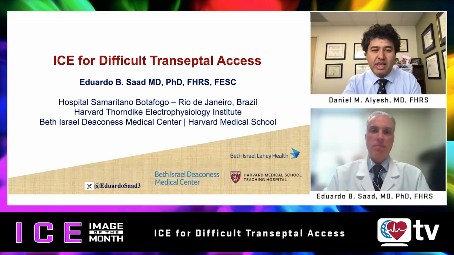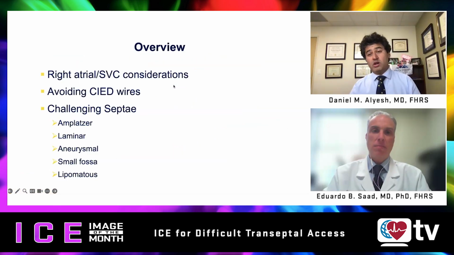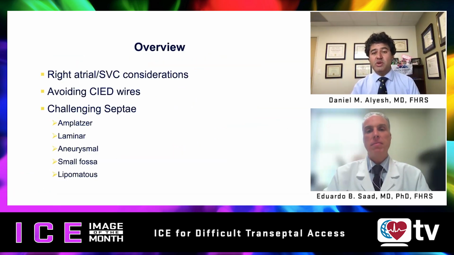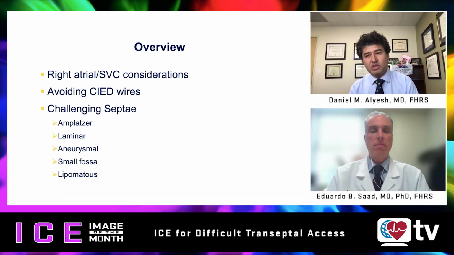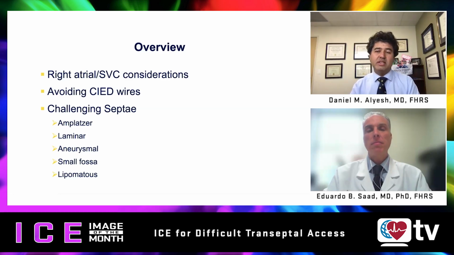So for our plan today, overall, we'll start off with right atrial considerations and SVC considerations, imaging this area, and troubleshooting. I think there is a misconception about CID wires and the difficulties with using ICE, so we'll show examples of how we can identify and manage around CID wires for transseptal puncture with ICE. And then we'll go step by step through different challenging septums, whether it's Amplatzer, laminated septums, aneurysmal septums, small fossa, or big, thick lipomatous septums. So we'll figure out ways to troubleshoot all these very difficult septa with ICE.